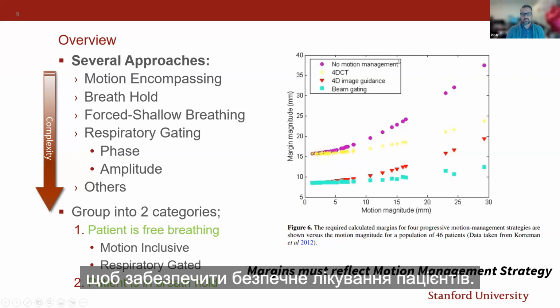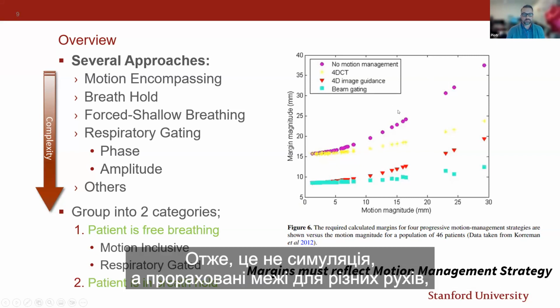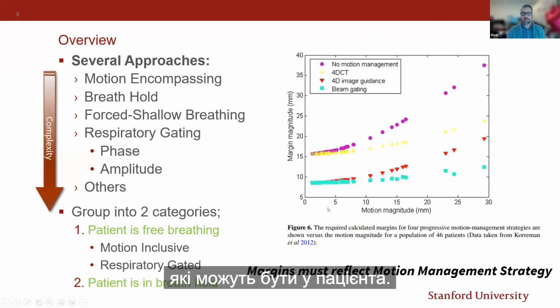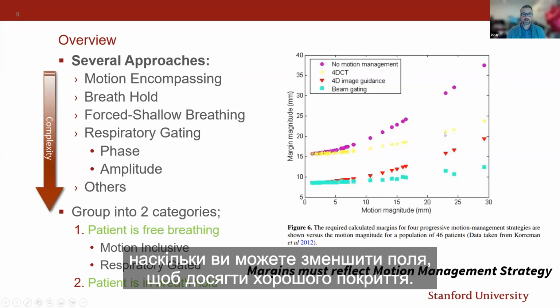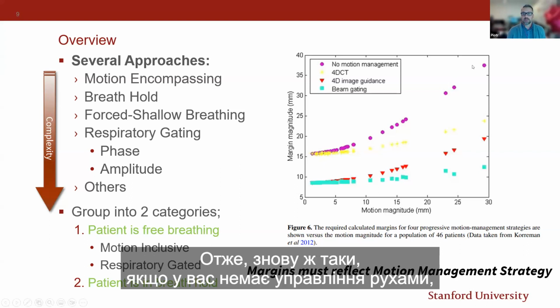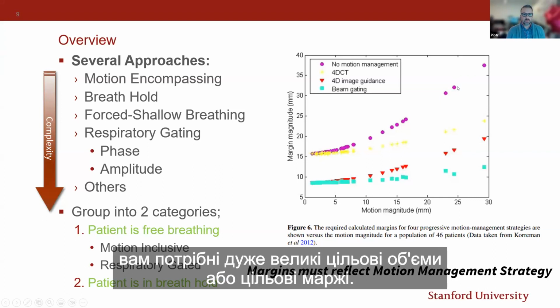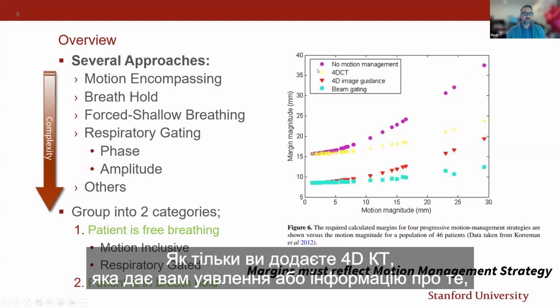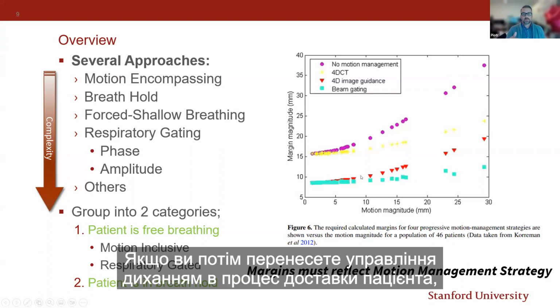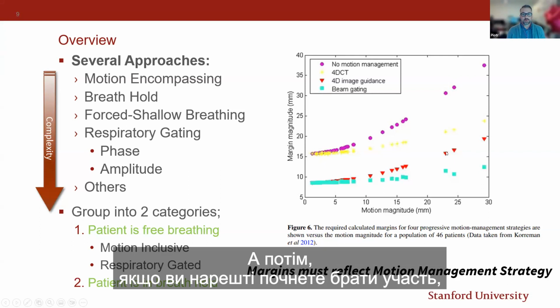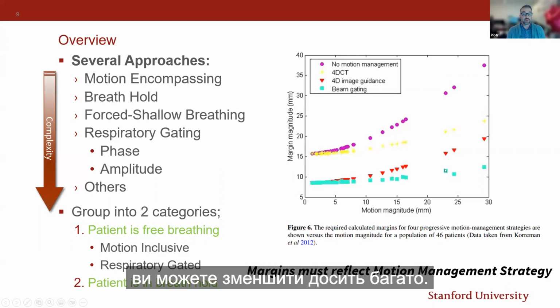So this is not a simulation, but calculated margins for the different motions that a patient can have. Depending on what kind of motion management strategy you use, you can see drastically how much you can reduce margins in order to achieve good coverage. If you have no motion management, you need very large target volumes or target margins. The moment you add a 4D CT, which gives you the information on how the patient is breathing, you can start to reduce that margin. If you then move the respiratory management into the delivery of the treatment, you can reduce the margins further. And if you finally start to beam gate, you can reduce quite a lot.